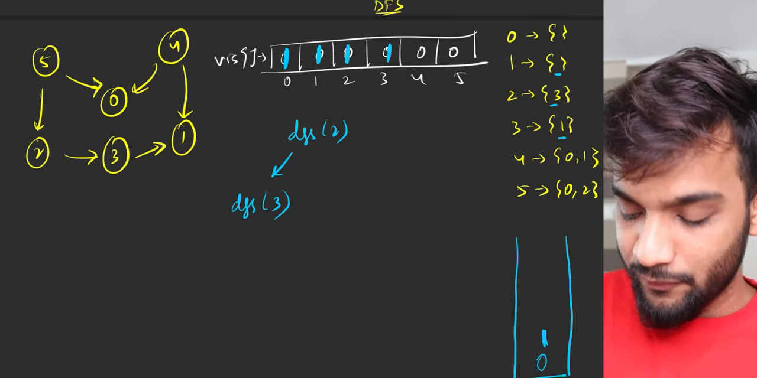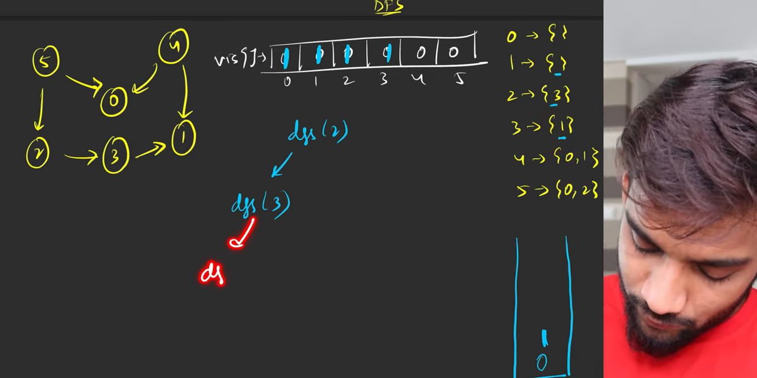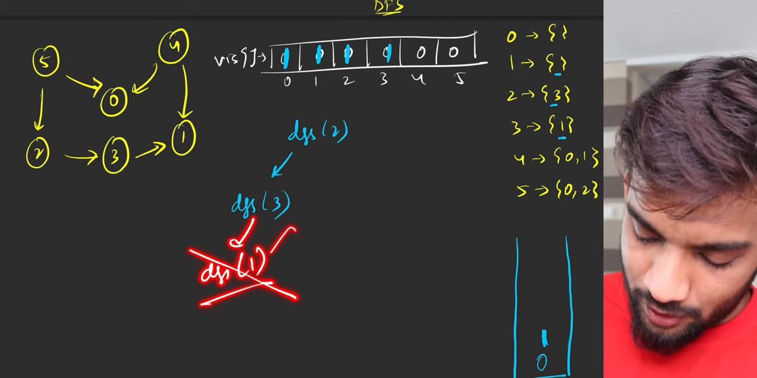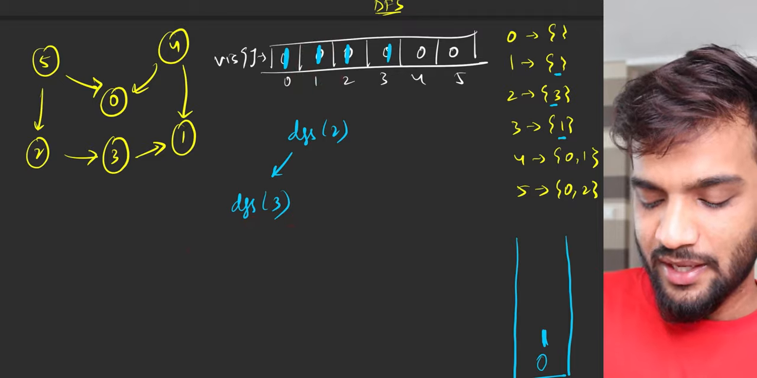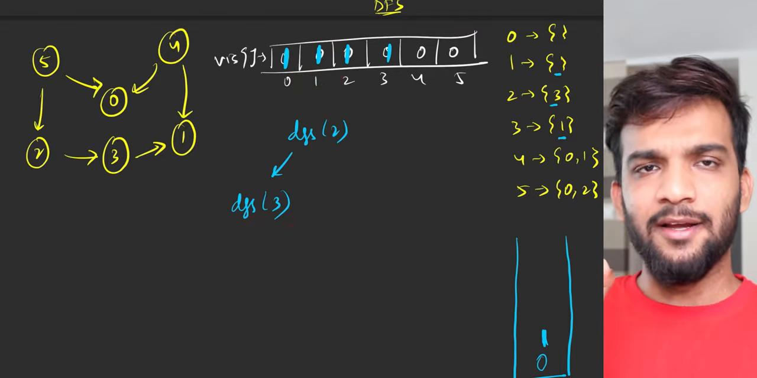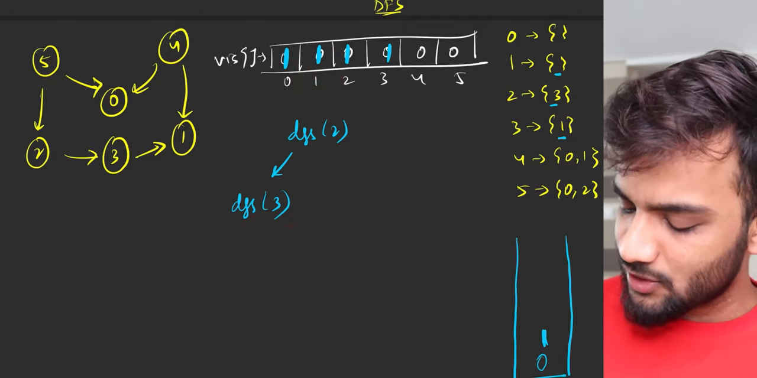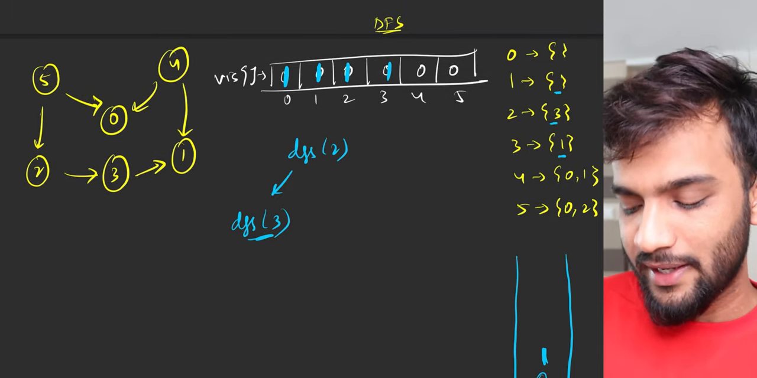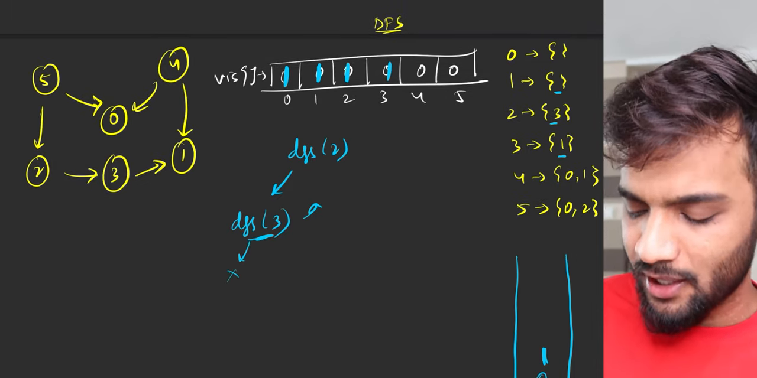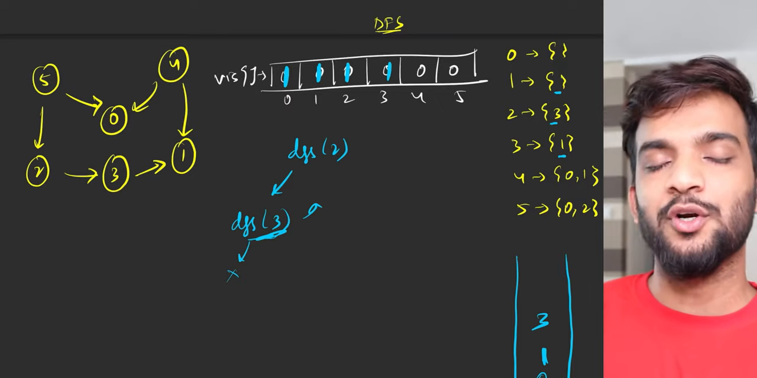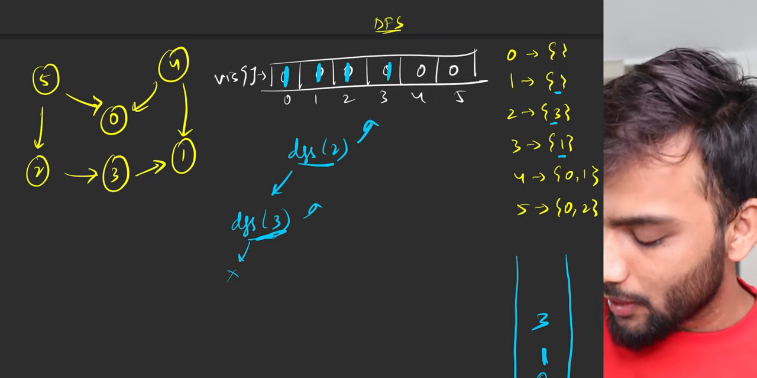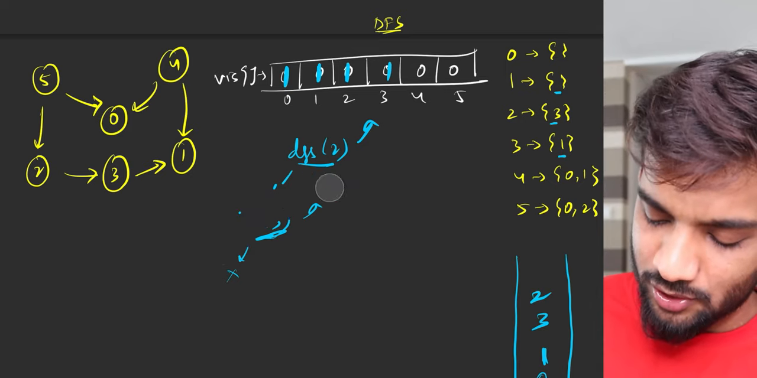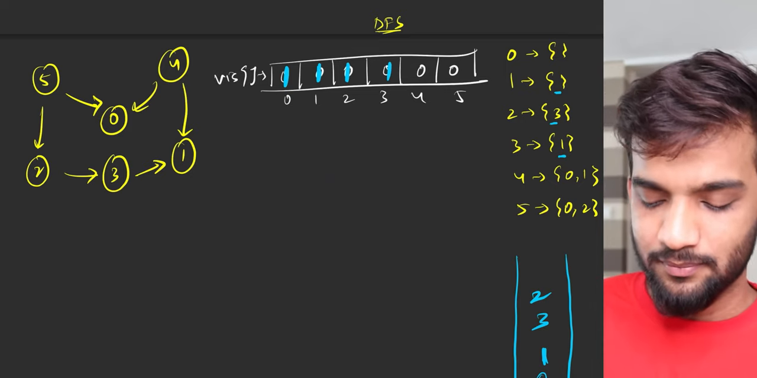But if we carefully see, we cannot call DFS of one. Why? Because it is already visited. So we'll be like, okay, it is already visited, so let's not call any further DFS calls and go back. But before going back, take that three and put it in the stack. Now we go over here, no further DFS calls, go back. Before going back, put that into the stack. So we have put that into the stack and we are now done.